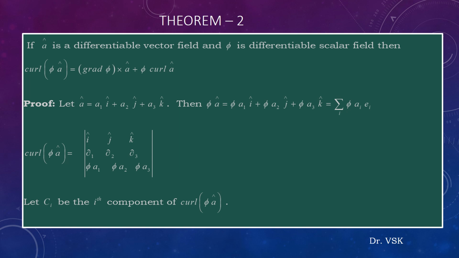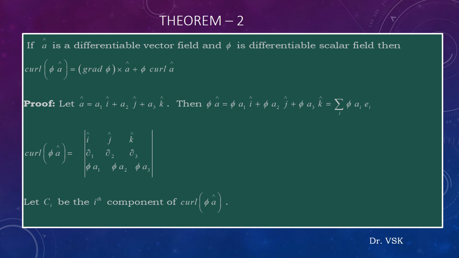Consider our differentiable scalar field phi and the given differentiable vector field a cap equals a1 i cap plus a2 j cap plus a3 k cap. Consider the product phi a cap equals phi a1 i cap plus phi a2 j cap plus phi a3 k cap. Replace i cap, j cap and k cap with e1, e2 and e3 respectively.